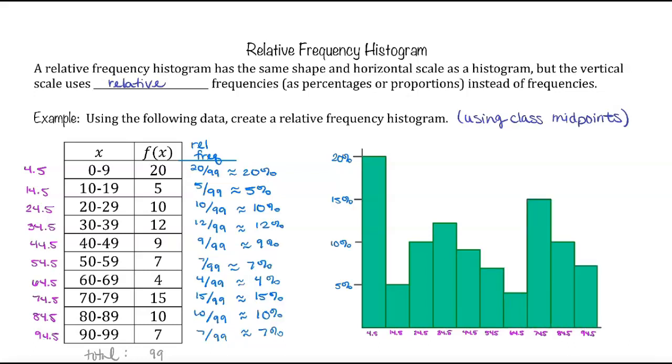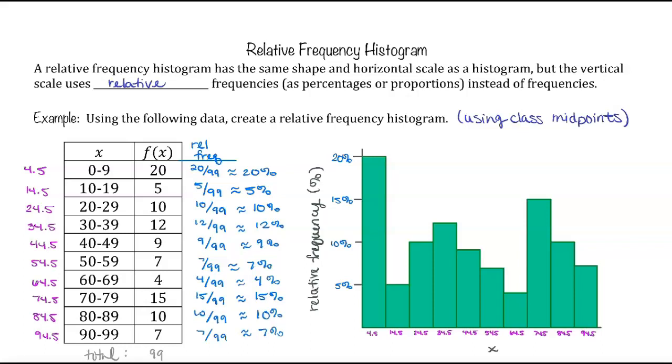To finish up this relative frequency histogram, I need to label the horizontal and vertical axes. Our horizontal axis corresponds with our x values, and our vertical axis corresponds with relative frequencies, and we calculated them in terms of percentages. We could have also constructed a relative frequency histogram using proportions. That would have been using the decimal form of the relative frequencies rather than the percentage form. Either way, the relative frequency histogram would take on this same shape.